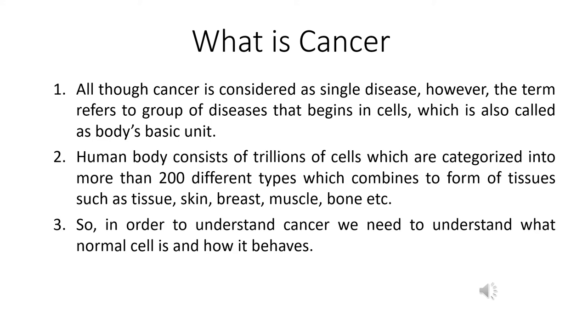Generally, cancer is considered a single disease. However, it is a term used to describe diseases that begin in a cell. The cell is the basic unit of the body. Our human body consists of trillions of cells, categorized into more than 200 different types, combining together to form tissues. Tissues are like skin, breasts, muscle, bones, etc. Before understanding cancer, we'll first understand how a normal cell behaves and how a cancer cell behaves. That we'll see in the next slide.